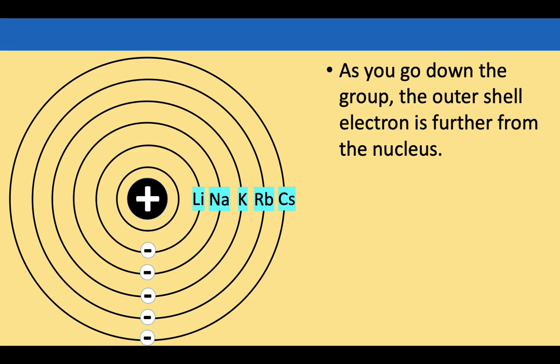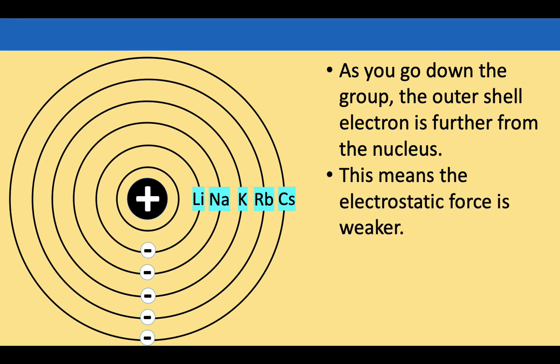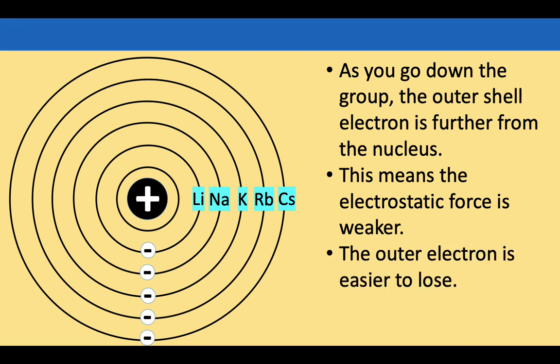So as you go down the group, the outer shell electrons get further away from the nucleus. That means the electrostatic forces are weaker, and then the outer shell electron is easier to lose the further away from the nucleus you are. And that's what makes the element more reactive. That's why cesium is more reactive than lithium, because its outer shell electron is further away from the nucleus than lithium's is.